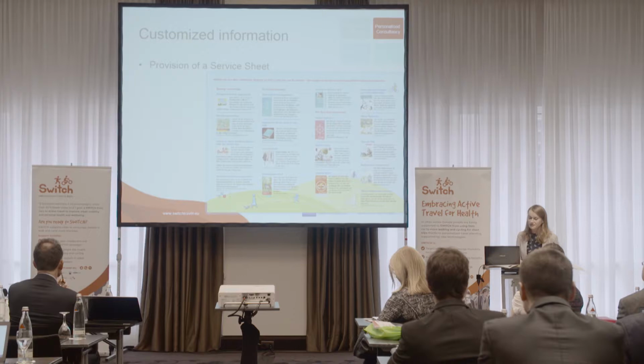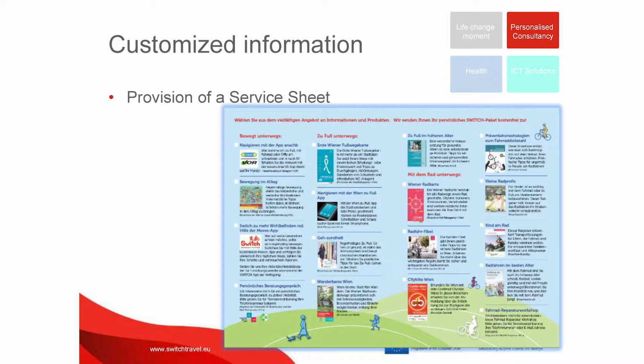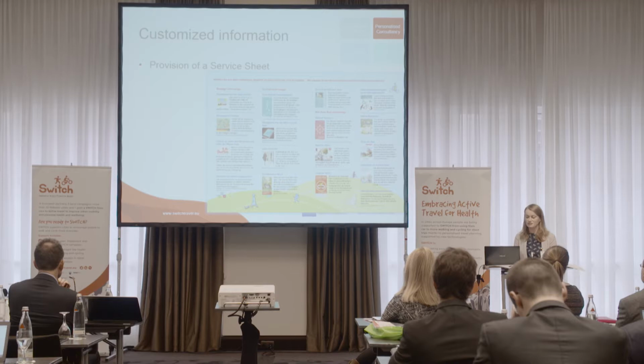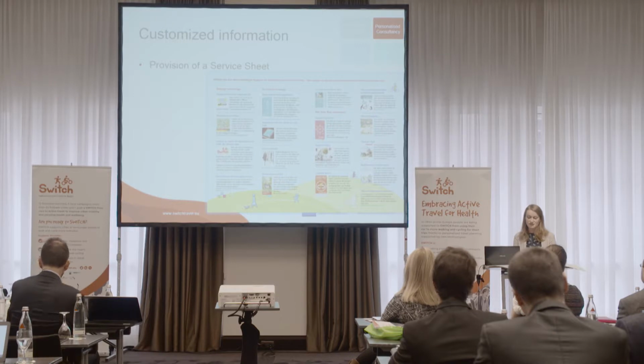After reaching a sufficient amount of people, it is important to motivate and maintain them by providing customized information. For this, it is highly effective to provide a so-called service sheet, which provides a variety of different brochures, maps, and information on ICTs, addressing all aspects of active mobility. And interested people can choose all kinds of information they are interested in.